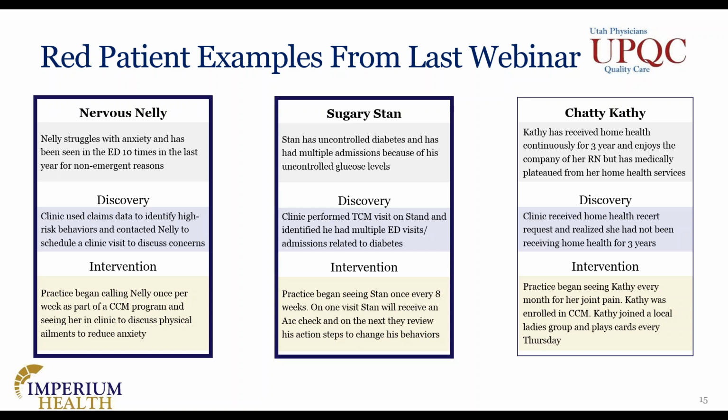So Miss Nervous Nellie needed somebody to reach out to her a little bit more often, because she was just kind of feeling like, I'm not sure what's going on, so she needed a little extra help. This is a group that enrolled her in chronic care management. Sugary Stan did not do a good job controlling his diabetes, had multiple admissions, multiple ED visits, and they started setting up Stan with a regular A1C check.